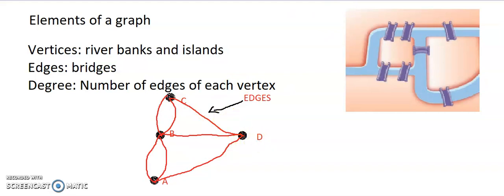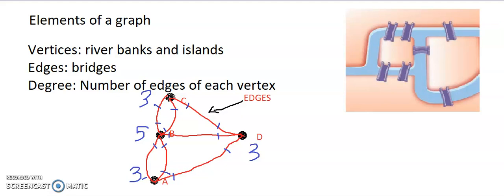How many edges? So if I look at D, I've got 1, 2, 3. So my degree is 3. With my vertex C, I've got 1, 2, 3, which means my degree is 3. B, I've got 1, 2, 3, 4, 5. So my degree is 5. And my vertex A is 1, 2, 3 pathways, so my degree is 3.